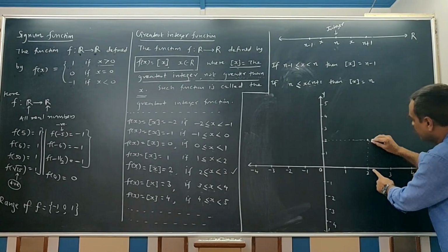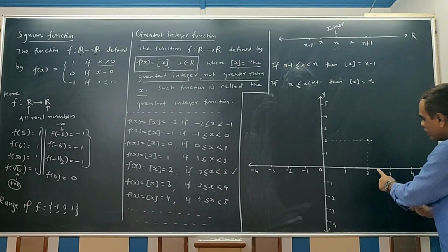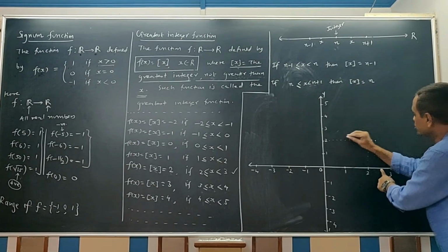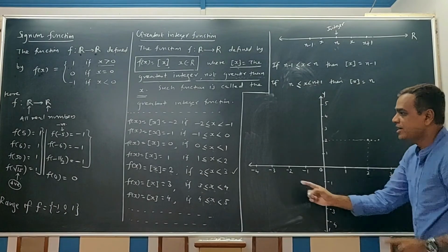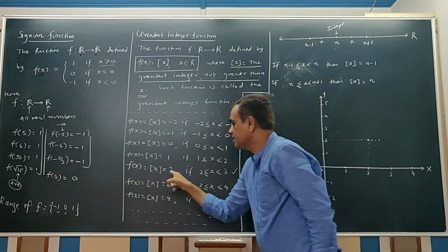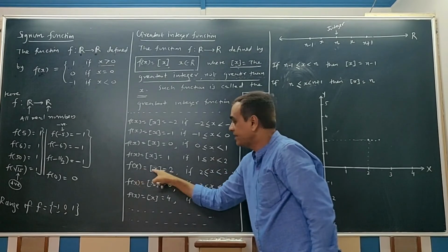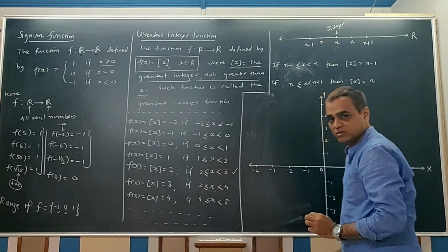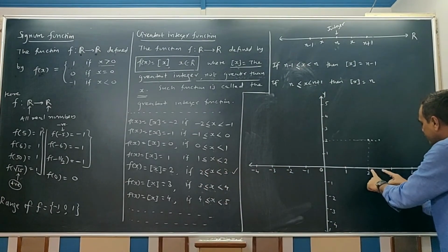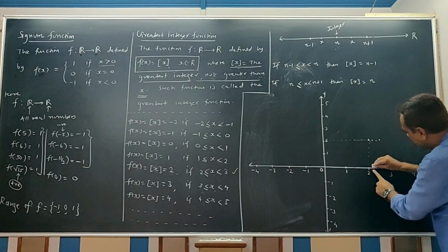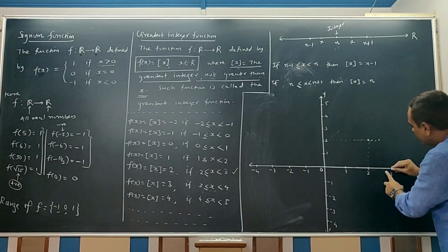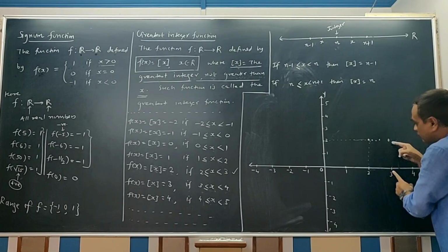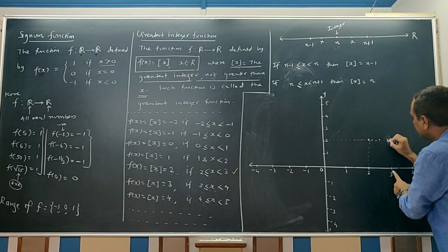Box value of 2.1 is also 2. Box value of 2.2 is also 2. Box value of 2.5 is 2. See, the value of y is constant. Y means f(x). It is constant if you take x from 2 to 3, including 2. So when x assumes values from this interval, x equal to 2, 2.1, 2.2, up to 2.999, we do not take x equal to 3. So here I keep a deleted point.